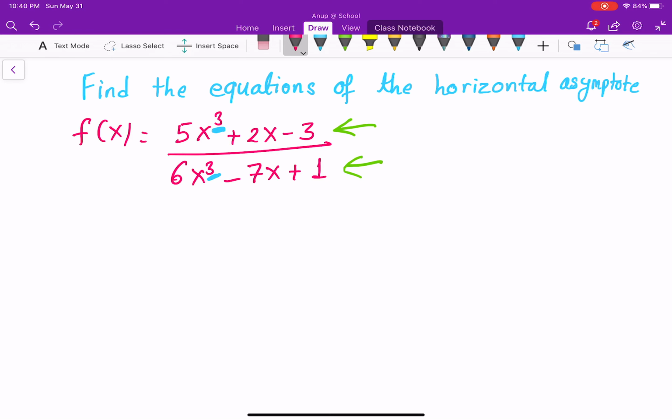So if we have that, then y equals the ratio of the leading coefficients. What is the leading coefficient of the numerator polynomial? 5. What is the leading coefficient of the denominator polynomial? 6. So 5/6 is the ratio of those leading coefficients. So y equal to 5/6 is the horizontal asymptote.